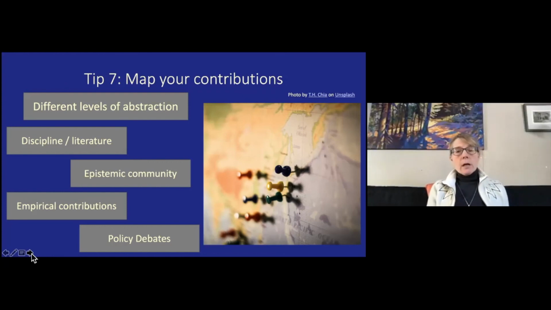Oftentimes, articulating how you fit within your epistemic community can be easy. But zooming out into the wider discipline and literature or translating what you're saying for policy is more difficult. But I think it's really worthwhile trying to do this so that you can end your article with a bang.